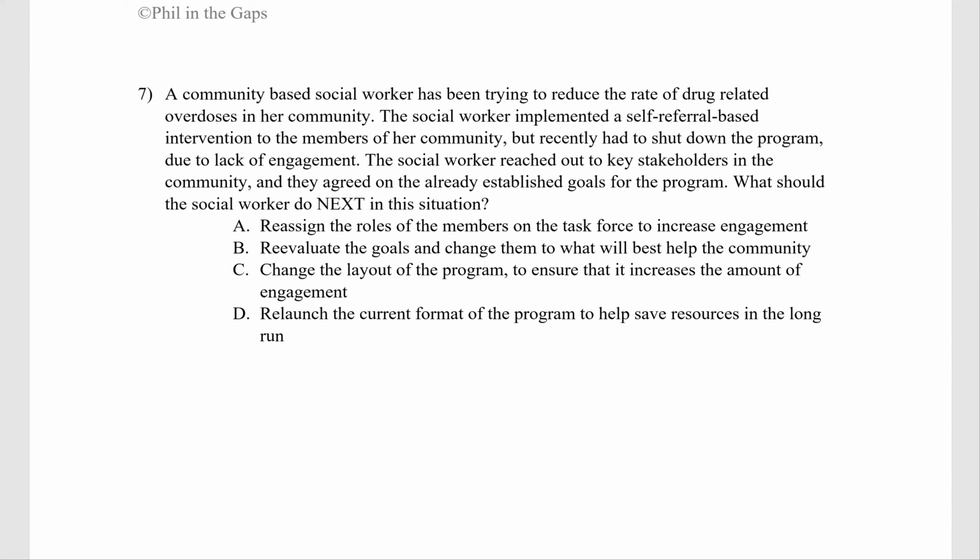Shutting down the polls. The majority think it is C. Second place is B. Third place is A. Fourth place is D. Let's look at it.